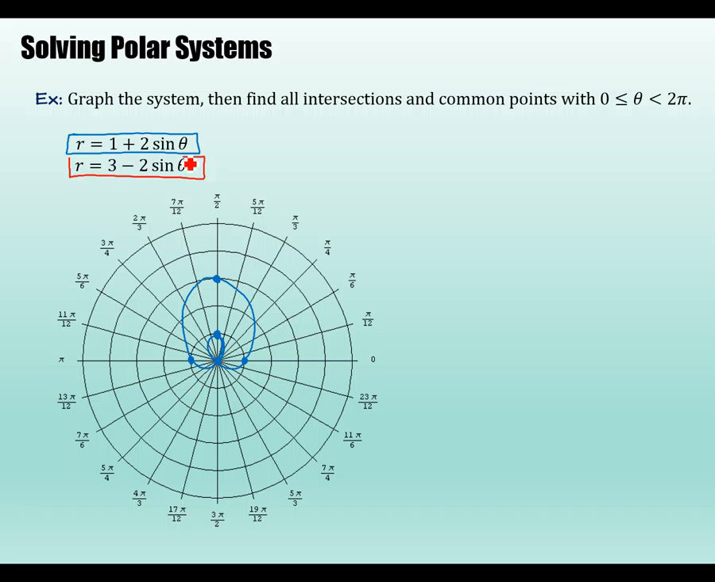Let's do this guy. This is not creating an inner loop, right? Because the smallest r value is 1 and the biggest is 5. So let's see if we can get this picture. In the 0 direction, we get 3, and in the pi direction, we get 3 also, when we're pointed in those two directions. And when theta is pi over 2, we get 1. And in the 3 pi over 2 direction, we get 5. Why? Because in the 3 pi over 2 direction, sine will be -1, so that'll be 3 plus 2. I think I got it.